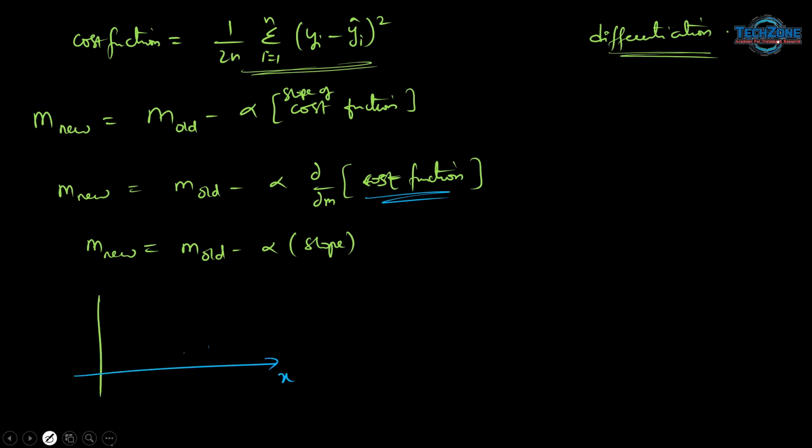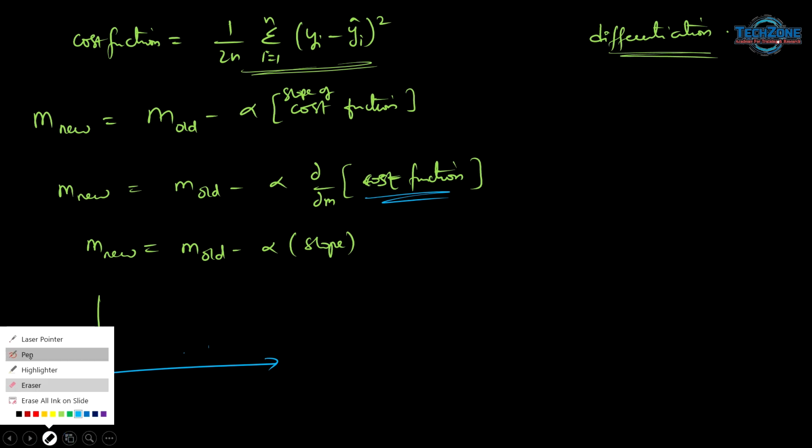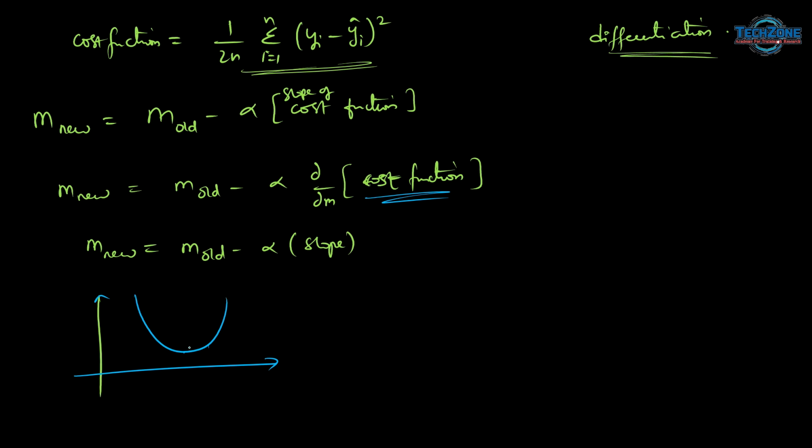Not x, it is actually m, right? So like this. What if we start from here? This is our line. Ideally we should get to this point, right? Just now we have seen that if we have a line like this, the slope will be negative, right? So m new, see, this is m old now, so we should get somewhere here like this. We need to get to this point.